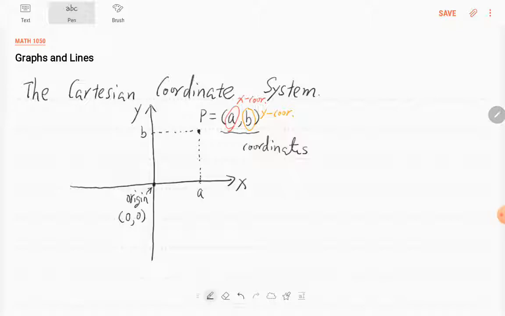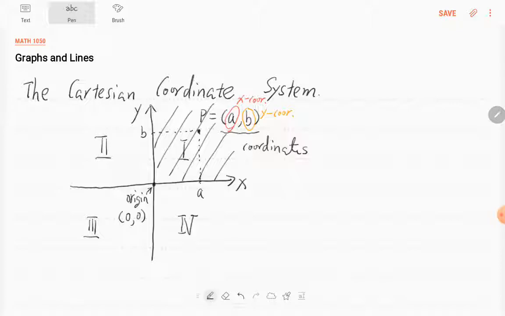So here, in this part, which is called the first quadrant, all the points have a positive x coordinate and a positive y coordinate. This part is called the first quadrant, this part is called the second quadrant, here is the third quadrant, and this is the fourth quadrant.